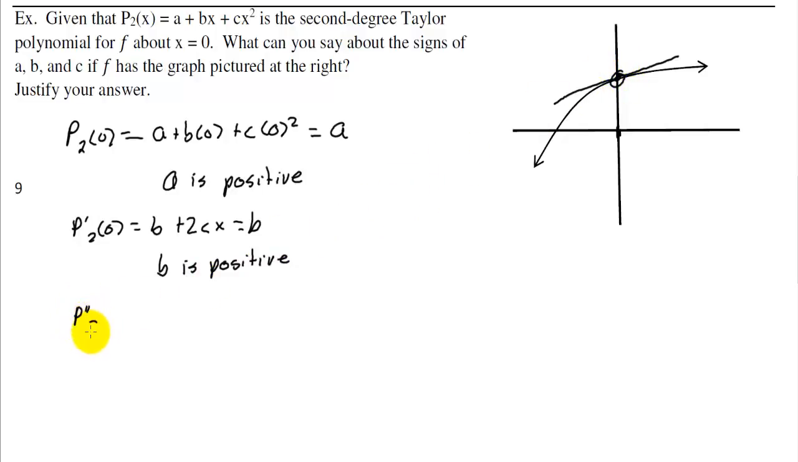Then the second derivative at 0 is equal to, and now we take the derivative of this, the derivative of b is 0, and the derivative of 2cx is 2c. And now this is the second derivative, so this is concavity, and we see that at 0 this graph is concave down, so c is negative.